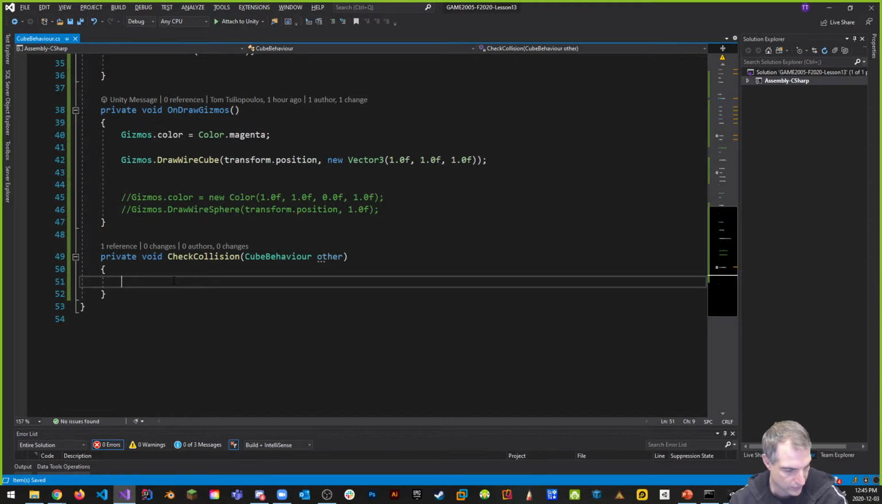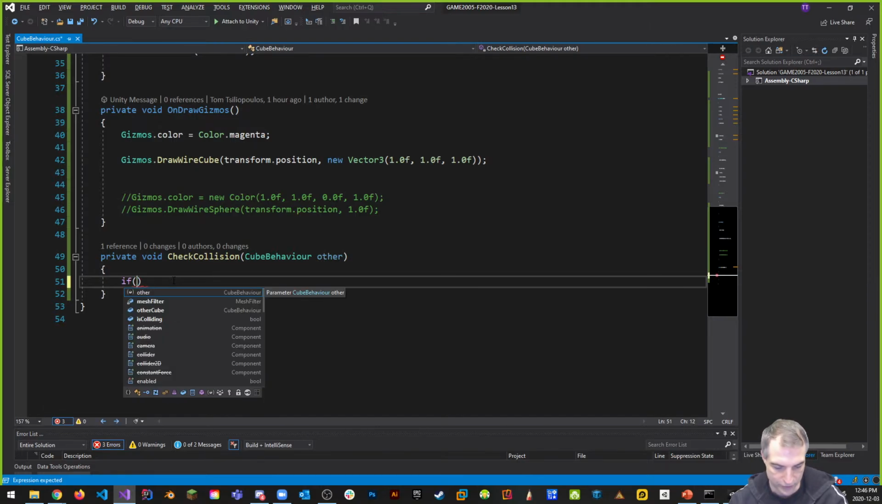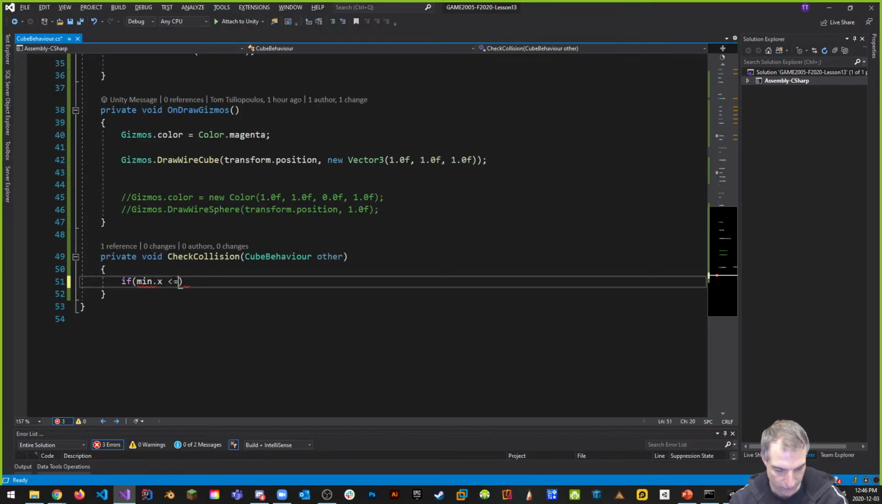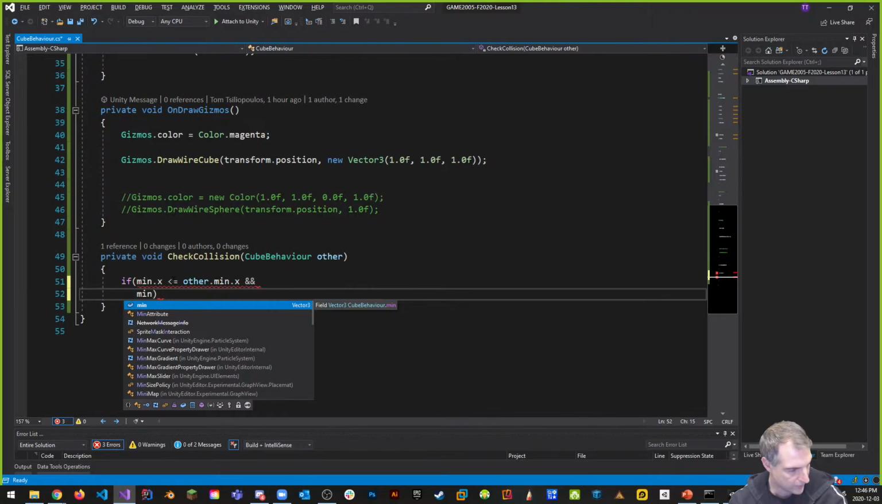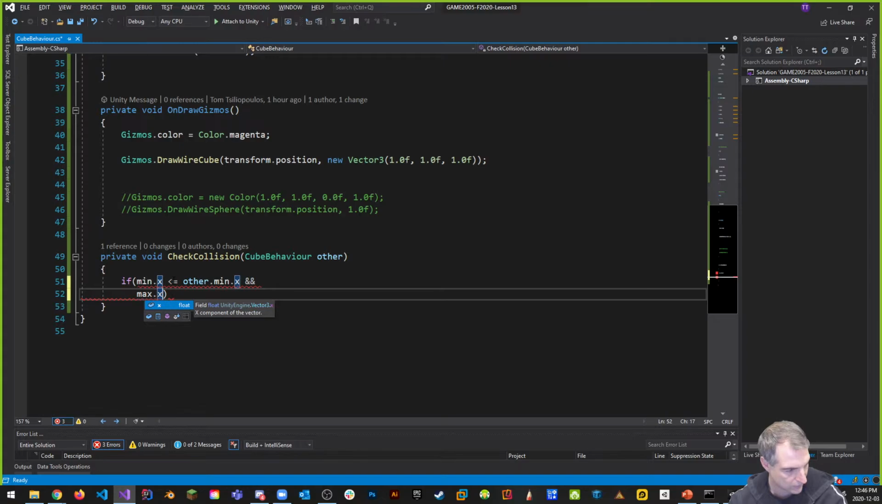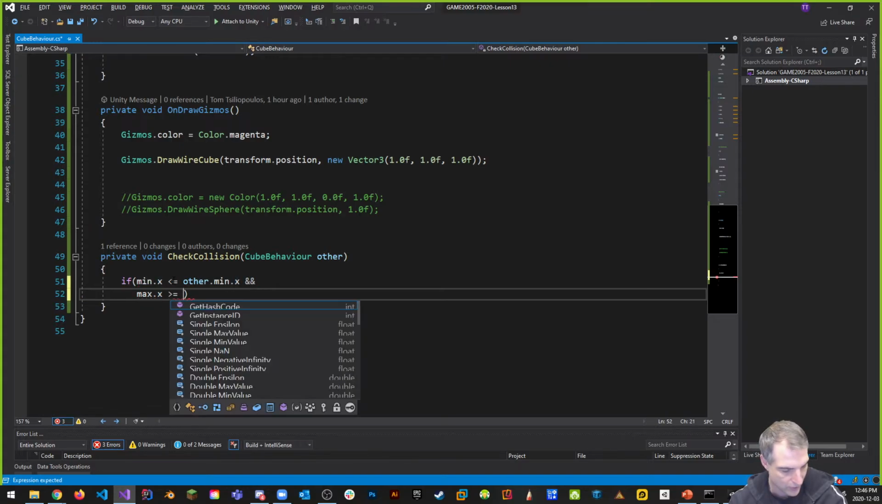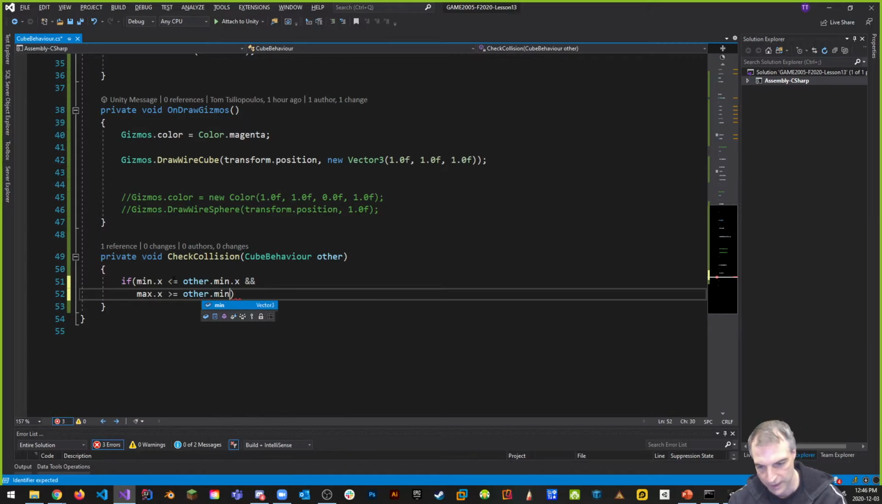Now, the detection. We're going to make a detection that says if our object's min x, which is min dot x, is less than or equal to the other's max, other dot max dot x, and, going to the next line with our and, this dot max dot x is greater than or equal to, this is back to what we did before, other dot min dot x.